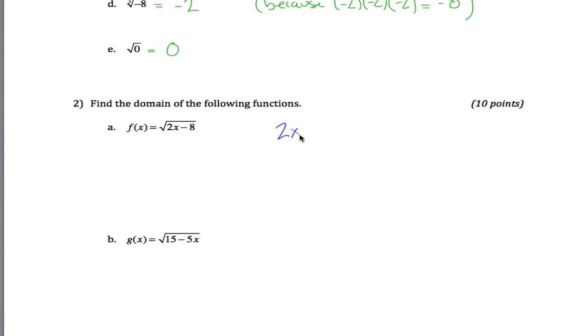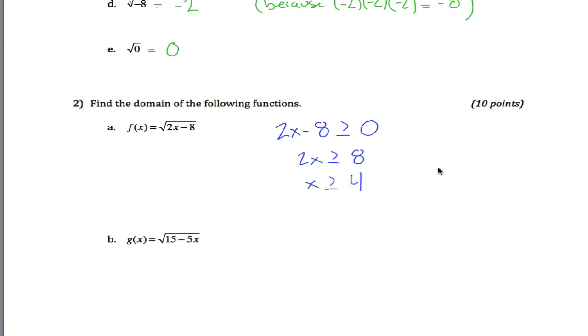So this thing that we're taking the square root of, 2x minus 8, I need that thing to not be a negative number. In other words, I need it to be greater than or equal to 0. So I just have to solve this inequality, and that'll tell me the domain. I need 2x to be greater than or equal to 8. I need x to be greater than or equal to 4.